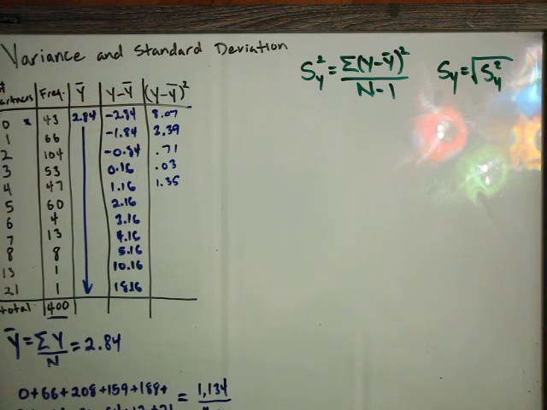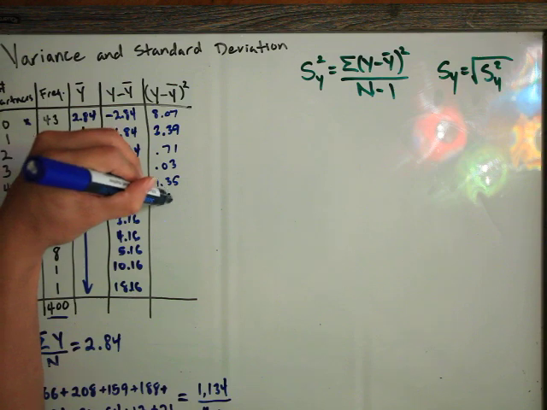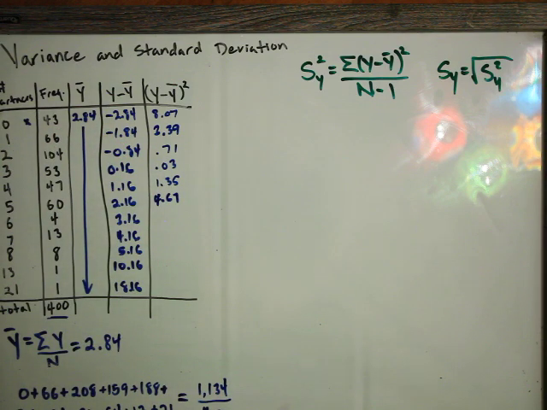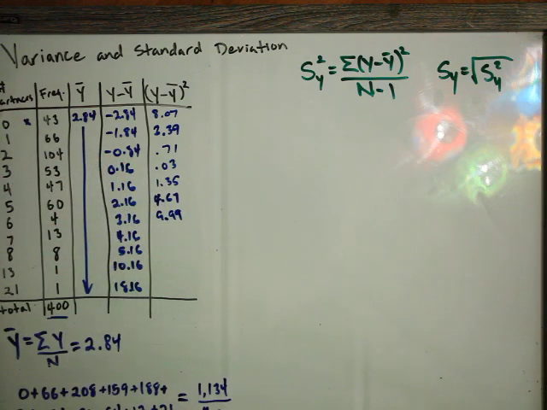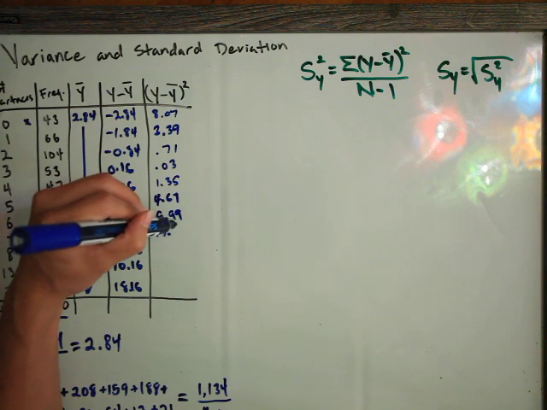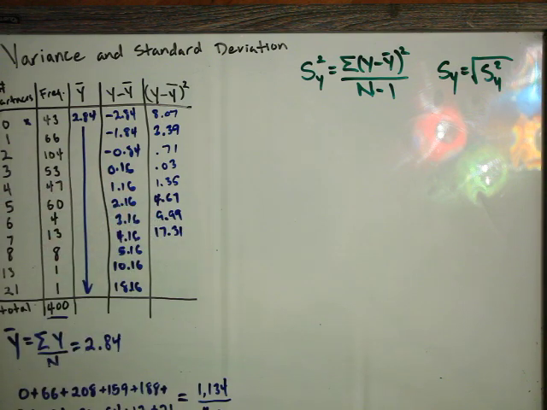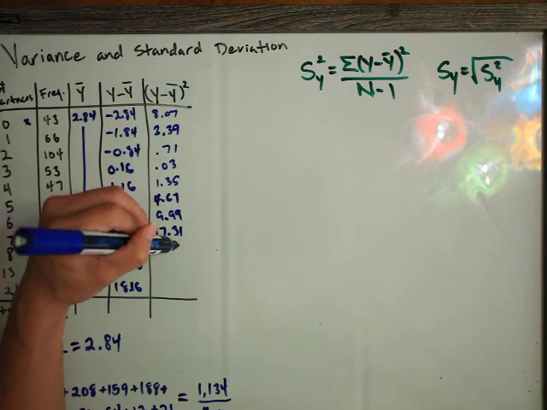2.16 squared will give us 4.67. 3.16 squared gives us 9.99. 4.16 squared gives us 17.31. 5.16 squared gives us 26.63.